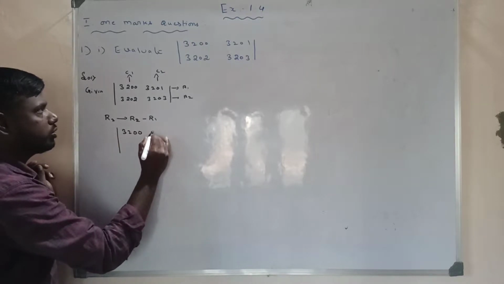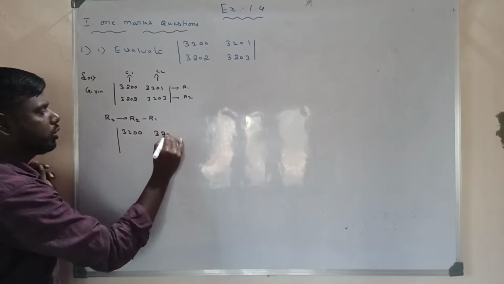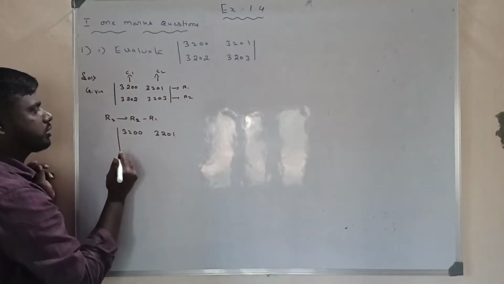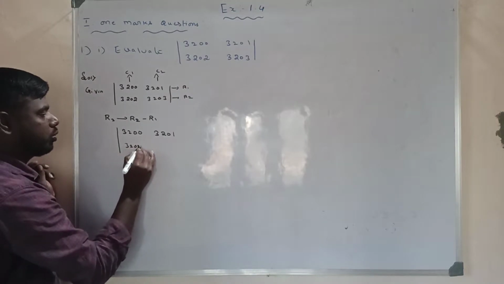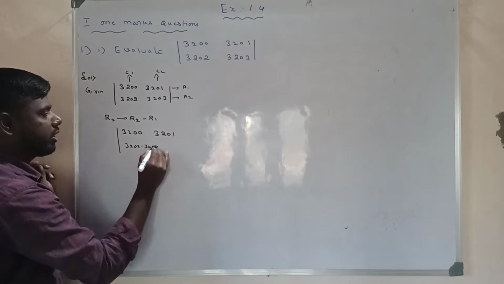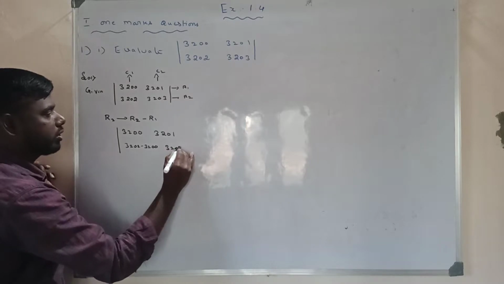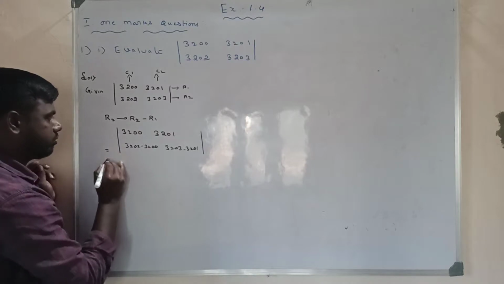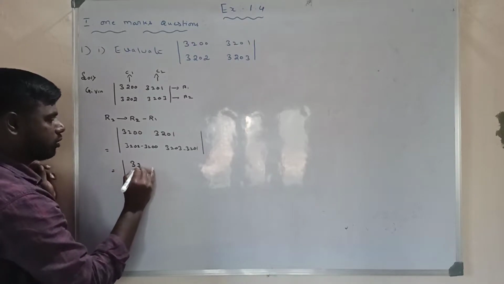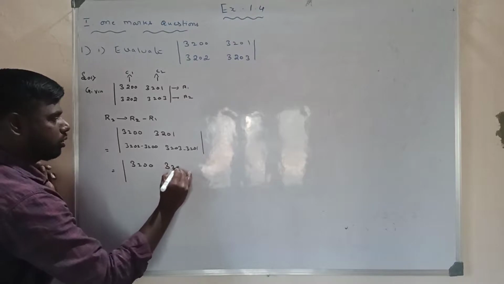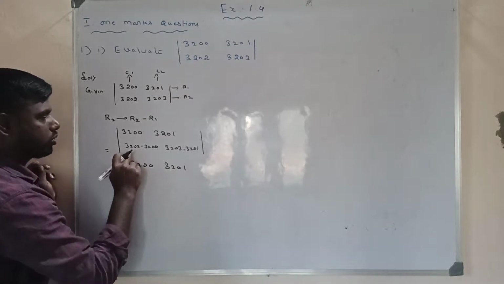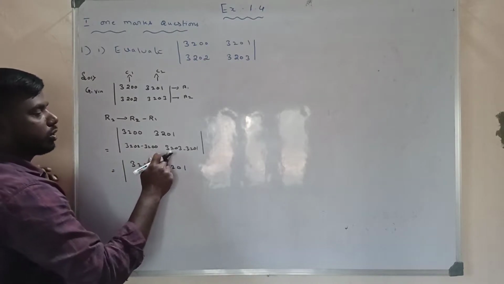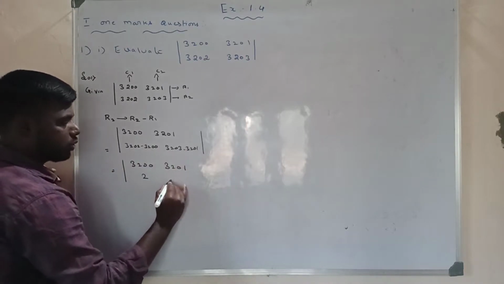The first row is 3200, 3201. Now the second row changes to the second row minus the first row, that is 3202 minus 3200, and 3203 minus 3201. Now find these values: 3202 minus 3200 is 2, and 3203 minus 3201 is 2.